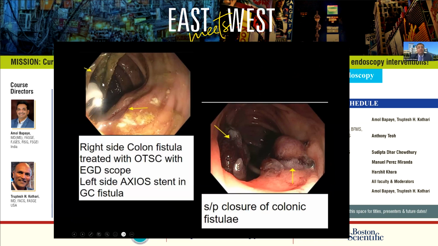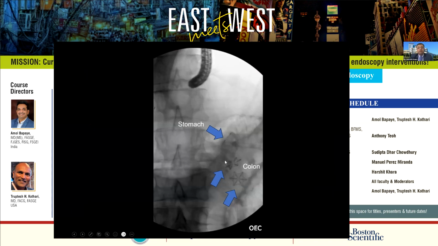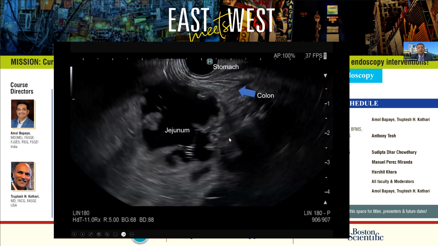So we were able to remove the Axios and close both sides with an OTSC clip. So the colon perigastric wall as well as the periperitoneal wall were both closed endoscopically through a colonoscopy, and the gastric perforation site was closed with an endosuture, and we were able to successfully salvage this endoscopically.